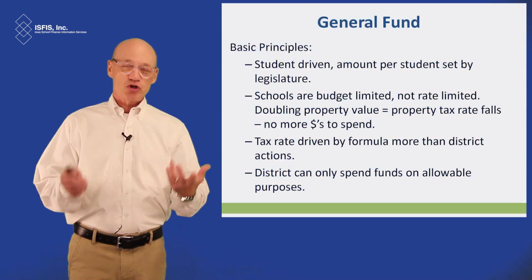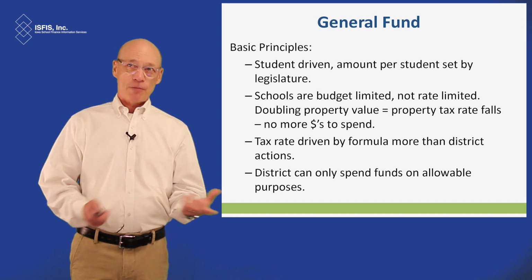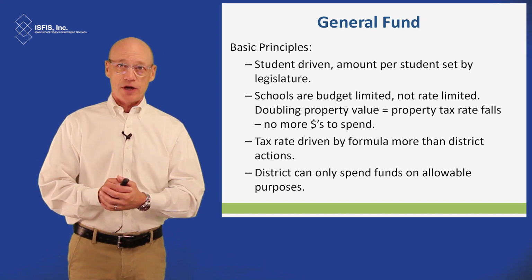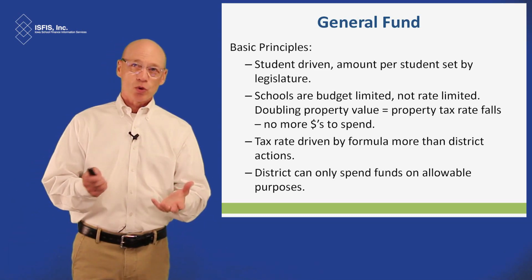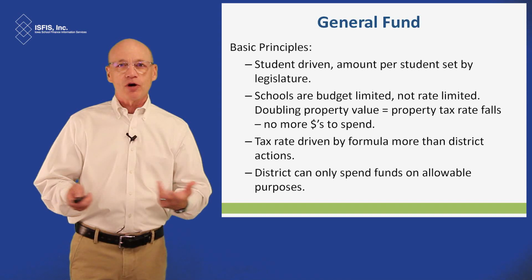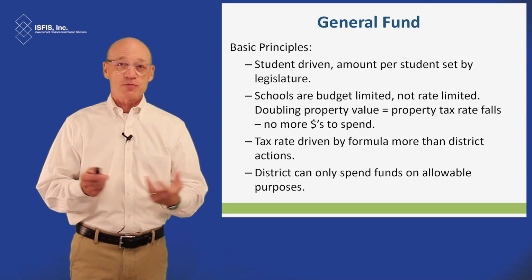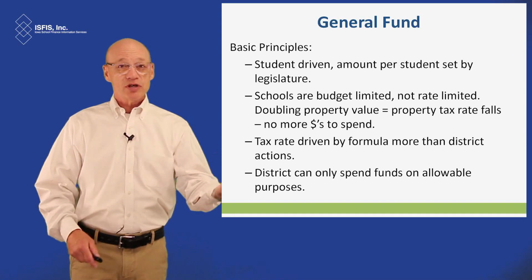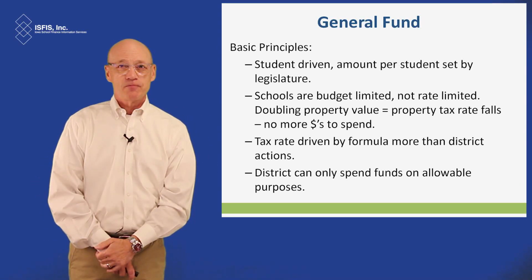Number one, it's a student-driven formula. The amount per student is set by the legislature when they set the state supplementary assistance rate. Second, schools are budget limited, not property tax rate limited. So if tomorrow a school district magically found that its property value doubled, the property tax rate would fall, but the school district wouldn't have any more money to spend.